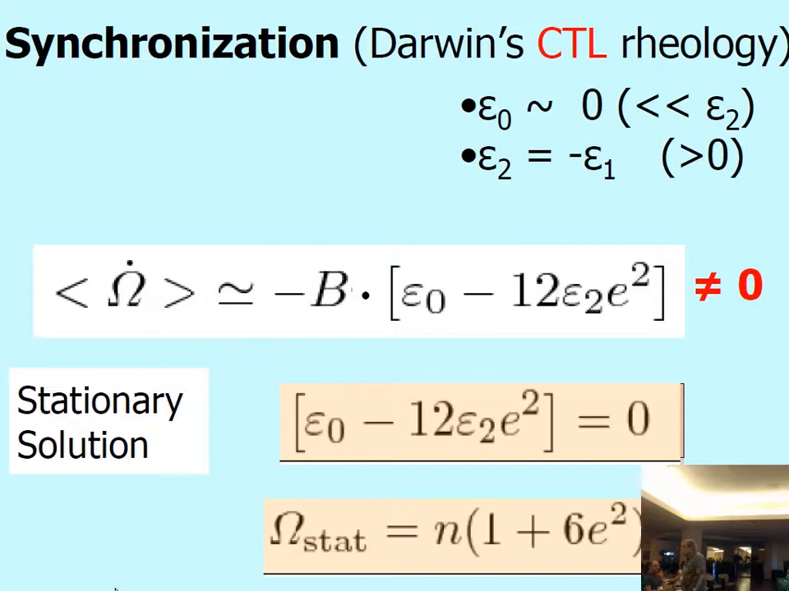So I will try. What is necessary to have the frequency constant? I will put here it equal to zero, and I will solve it, and I will find that, I don't know if you see because this is in front, the frequency of the stationary motion is the mean motion times 1 plus 6 e squared. So in the stationary motion, the frequency is a little bit larger than the orbital motion. So we say that the stationary solution is not synchronous if the eccentricity is not equal to zero, but supersynchronous.